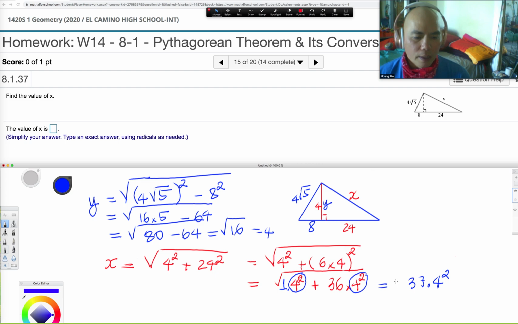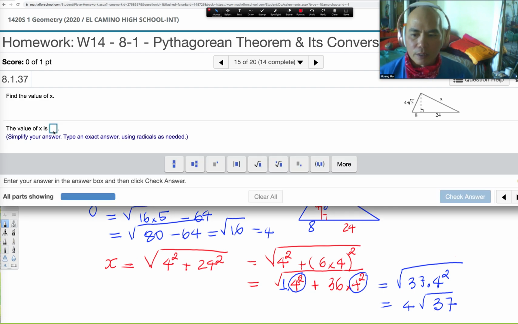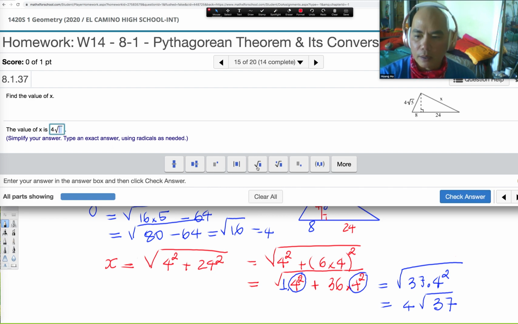All right. And everything is still under the square root. So now I can take out the 4. Okay. So I take out the 4, and then I still have 37 inside my square root. And this is the exact answer. Okay. So 4 square root 37.